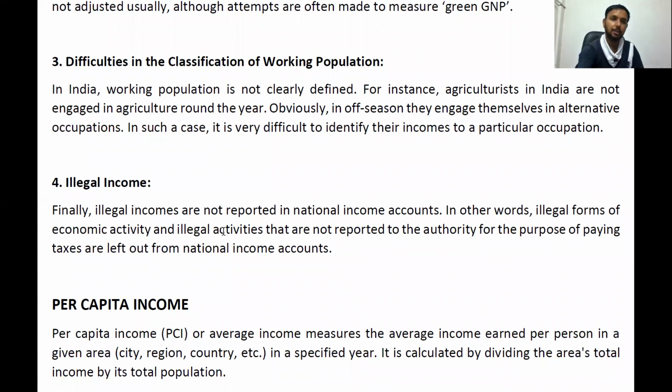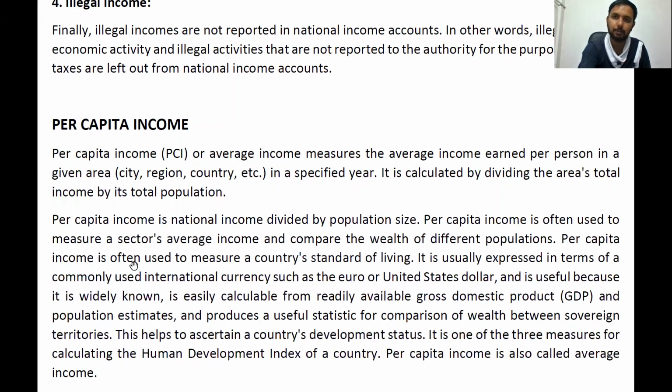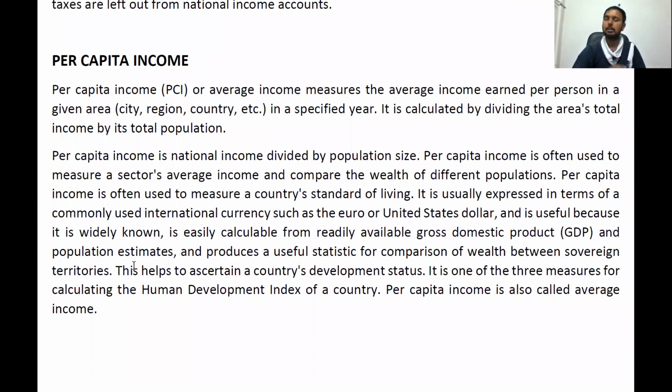Now guys, we will see per capita income. What is per capita income? Guys, per capita income is a very basic concept.